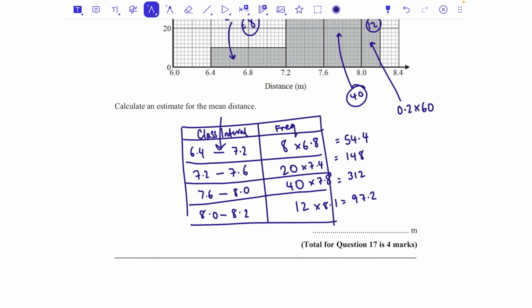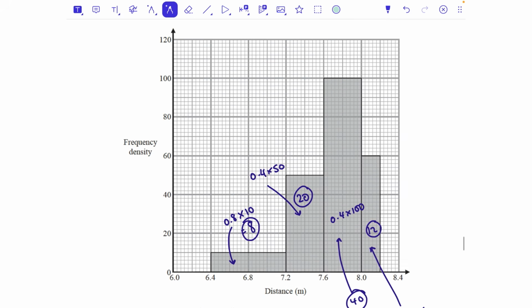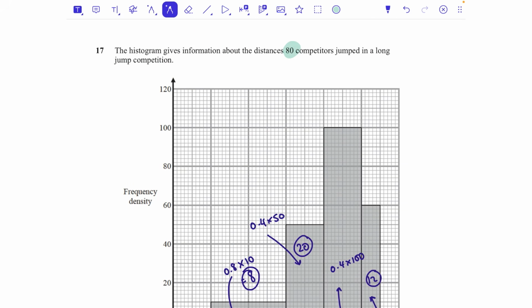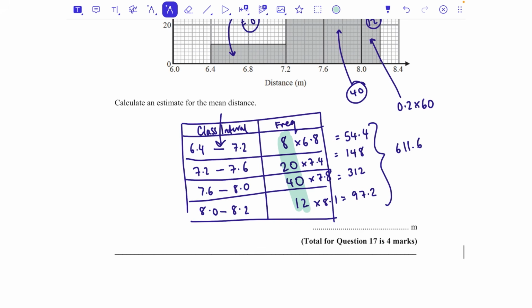And that adds up to 611.6, but remember that would be the total. We're asked to find the mean here. Now, to work out the mean, we need to divide by how many people we asked all together, and if you add together the frequency, it's 80, but we can also see that we get that value in the question as well. So we're going to divide this by 80, and that gives us 7.645 meters. That would be our answer to that one.